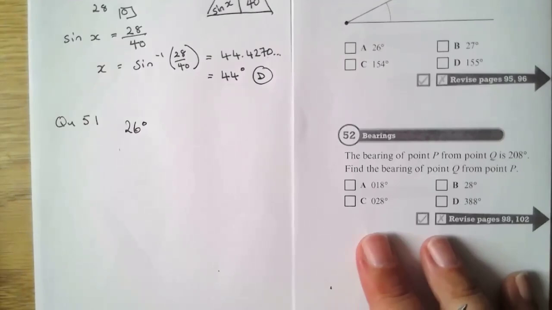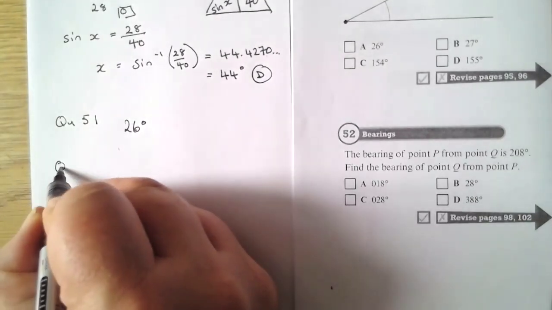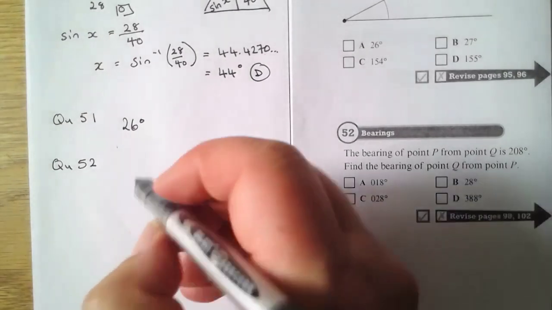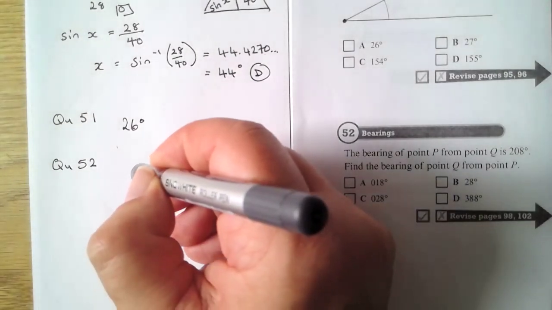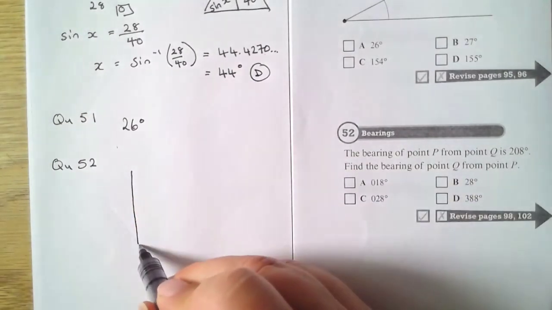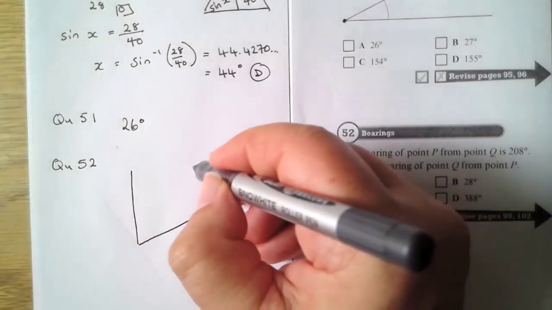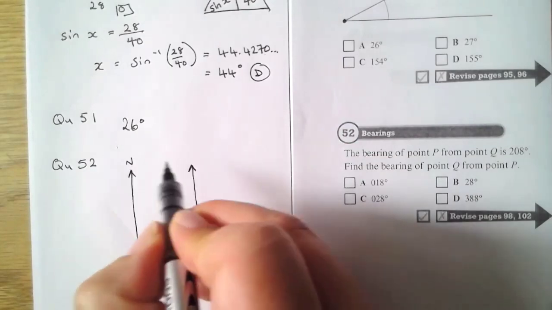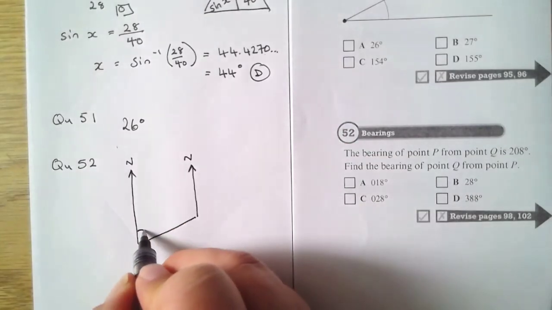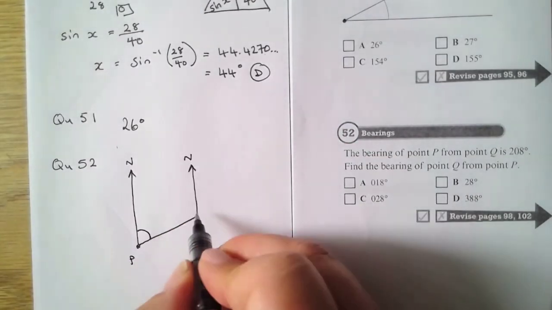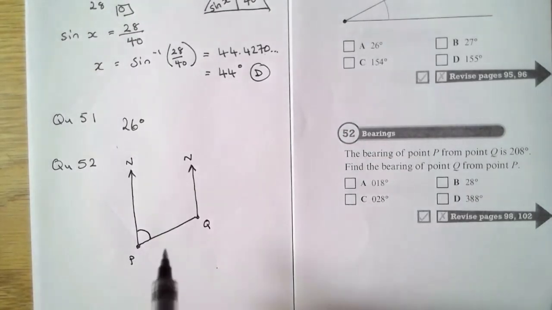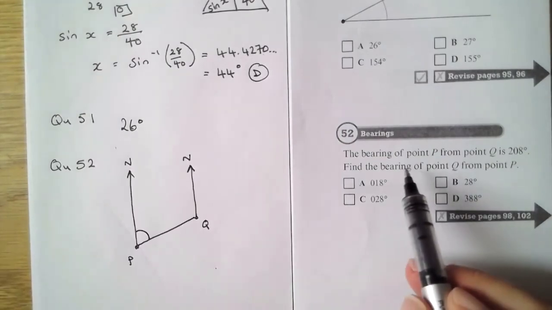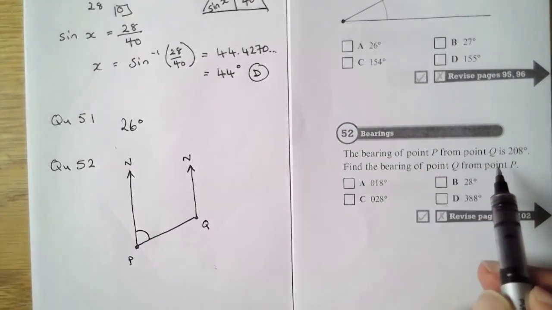Question 52, bearings. Don't we love bearings? I actually quite like bearings, but lots of students don't. Okay, I'm going to draw this out. Now, I know which way round this goes. So I'm just going to draw it and explain what I've drawn. I find drawing it out a good idea. The bearing of point P from the point Q.